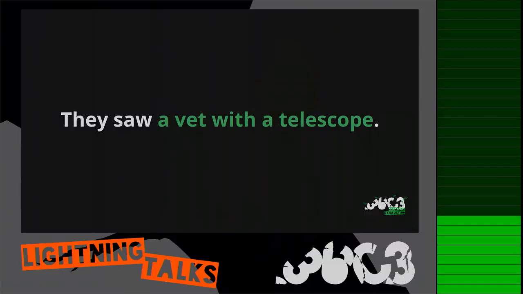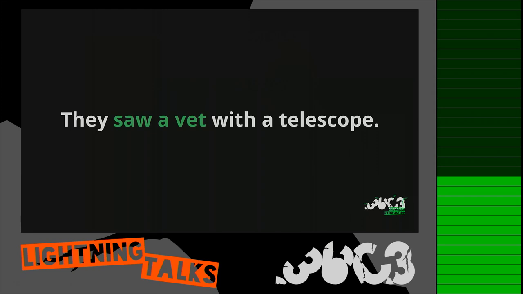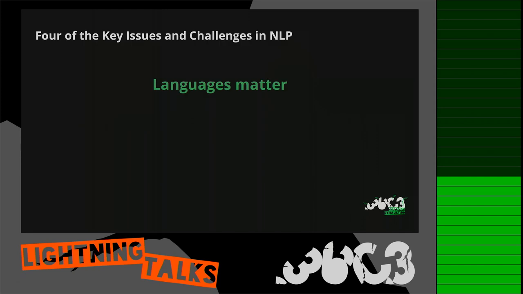Well, it could be that they saw a vet with a telescope. The vet owns a telescope. Could also be that they saw that vet with their own telescope. And finally, could also be that they saw a vet. They went to a doctor's office, and apparently that doctor had a telescope. So, okay, try to parse that. It's pretty tricky. For humans, it's fairly easy if we have enough context. So let's look at some more challenges that we have to face in doing NLP.